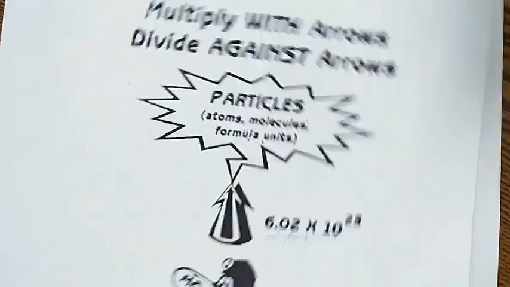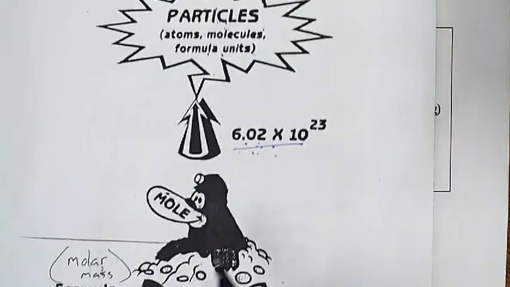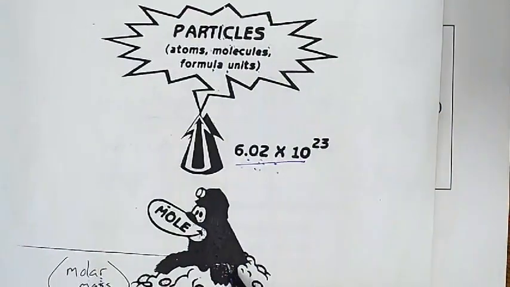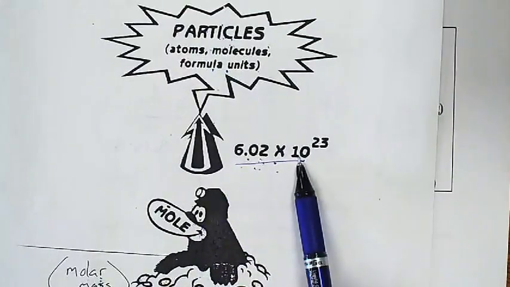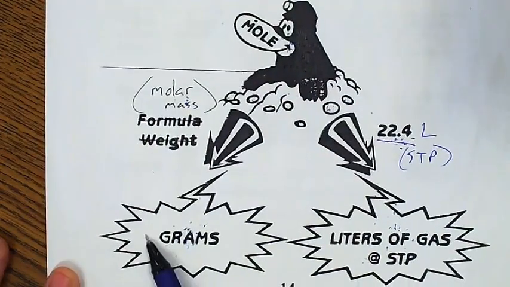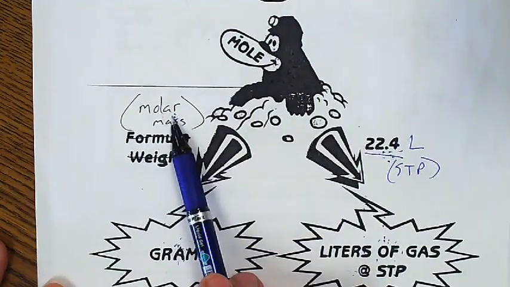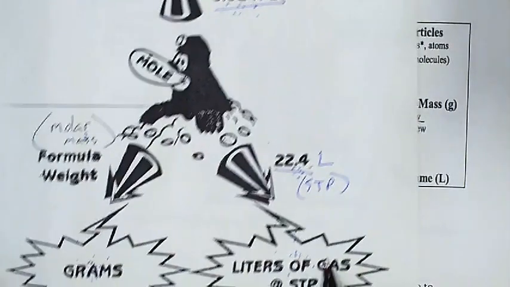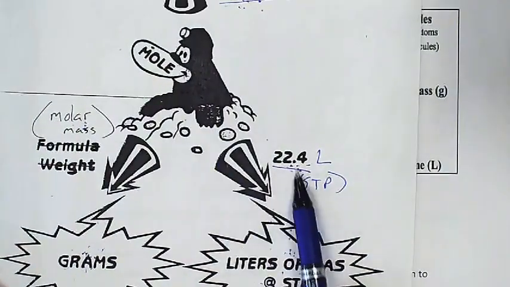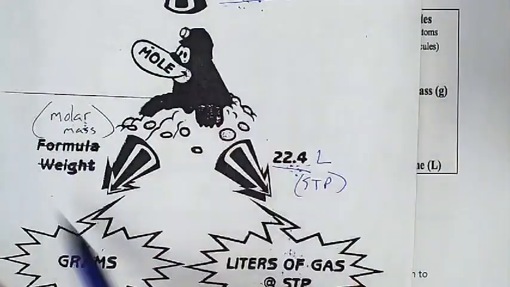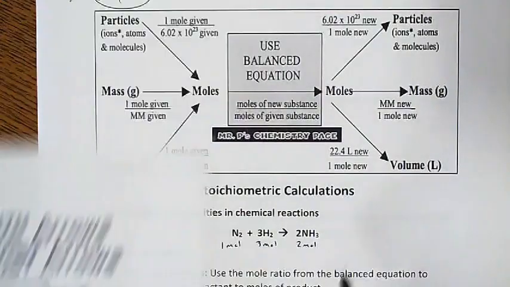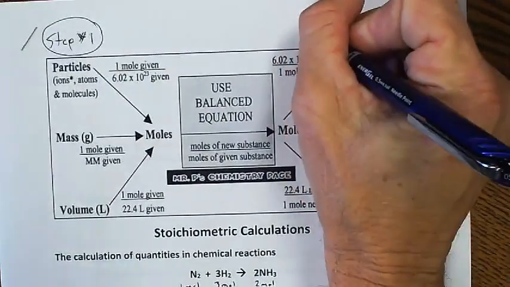And you've done that already because there's our mole map that allows us to do that. So if we started with particles and we wanted moles, we would divide by 6.02 times 10 to the 23rd. If we started with grams of something and we wanted to know how many moles it is, we would divide by the molar mass. And if we started with a volume in liters of a gas and we want to convert it to moles, we divide by 22.4. So the first step and actually the third step is simply the mole map. It's just the mole map turned on its side.